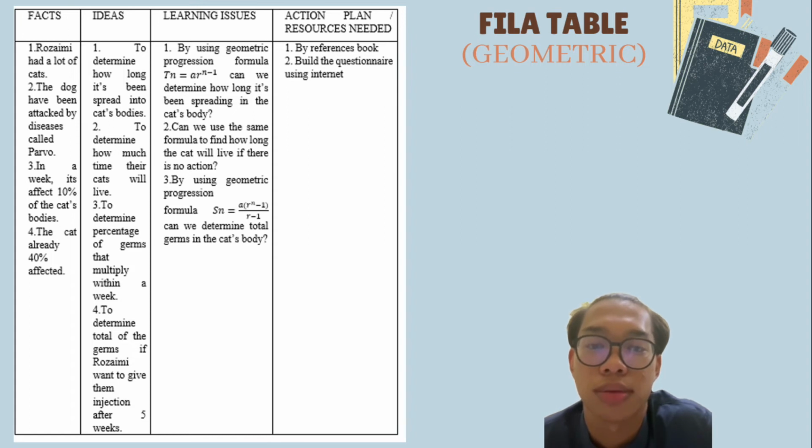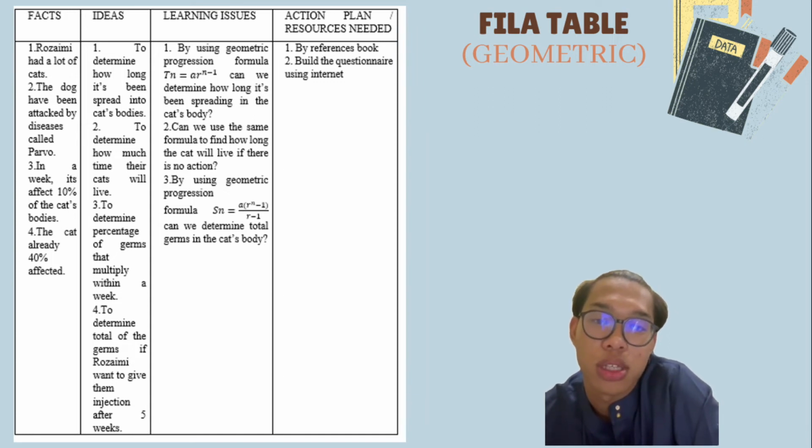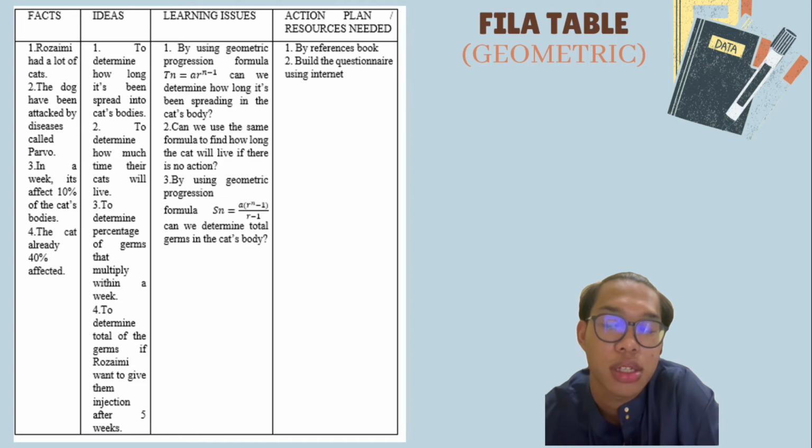germs in the body? For the PBL table on geometric progression, we have 4 columns, which are facts, ideas, learning issues, and action plan or resources needed. For the facts: Razaimi had a lot of cats. The cat has been attacked by a disease called parvo. In a week, it affects 10% of the cat's body. The fourth is that the cat is already 40% affected.